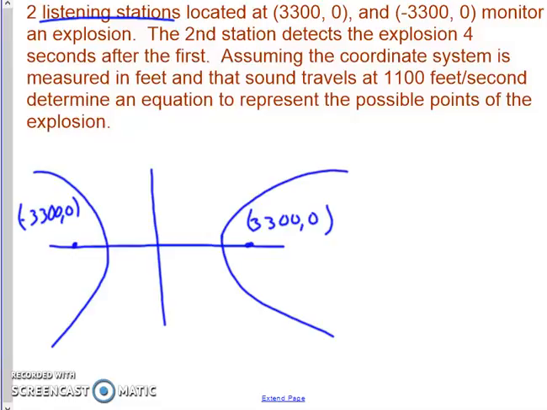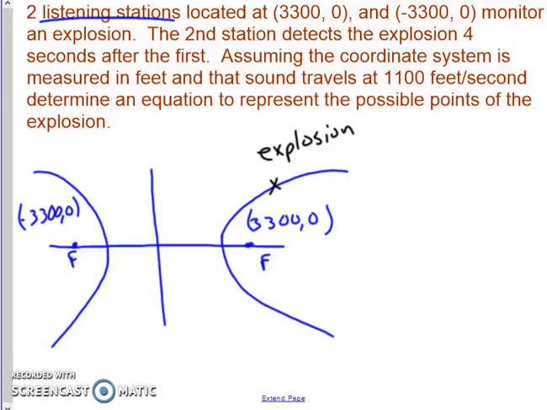Well, what we have is some random explosion. I'll just mark that with that black X there, somewhere along the line. We do not know exactly where that is. I just picked a point. So at these listening stations, those are going to be our foci, we should be able to figure out this equation to help us represent where this explosion would then lie.